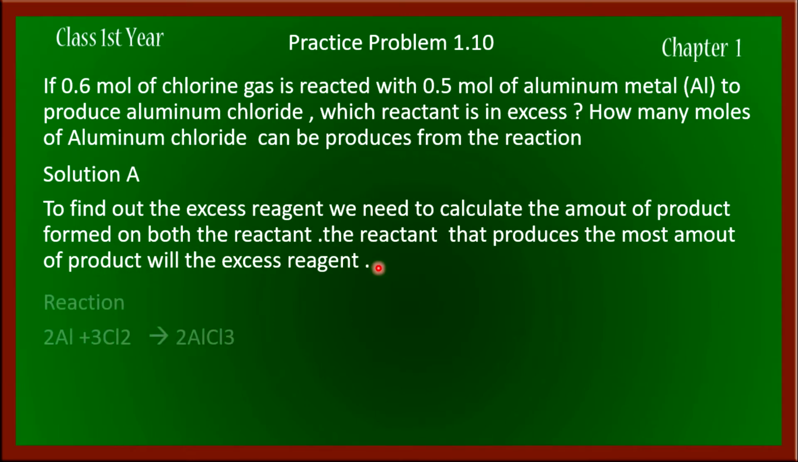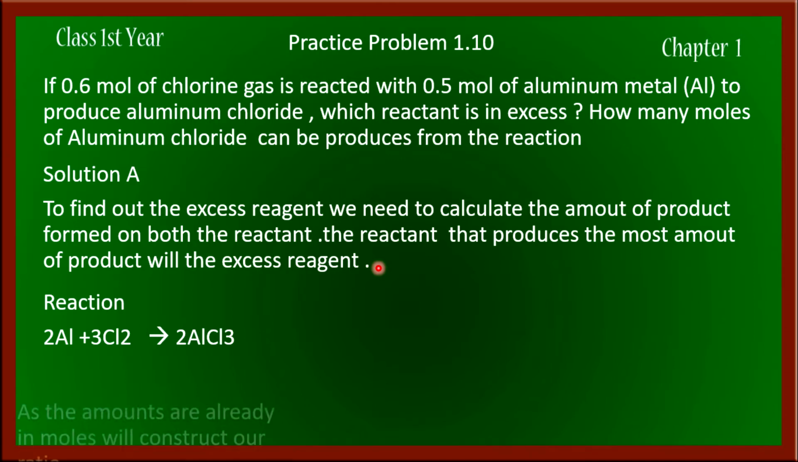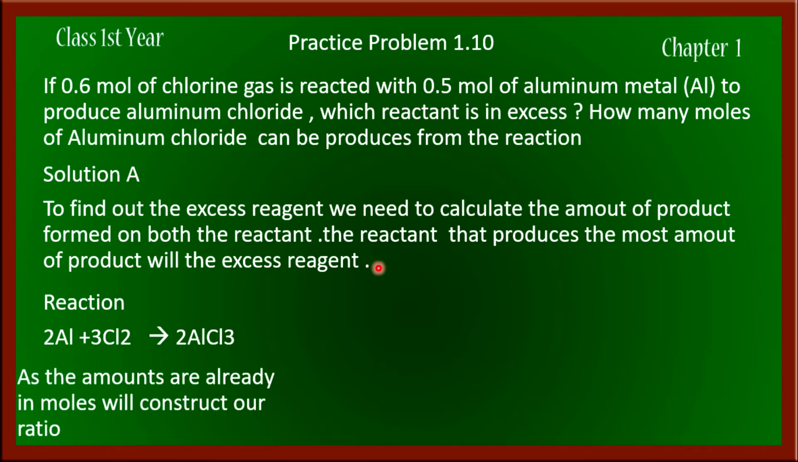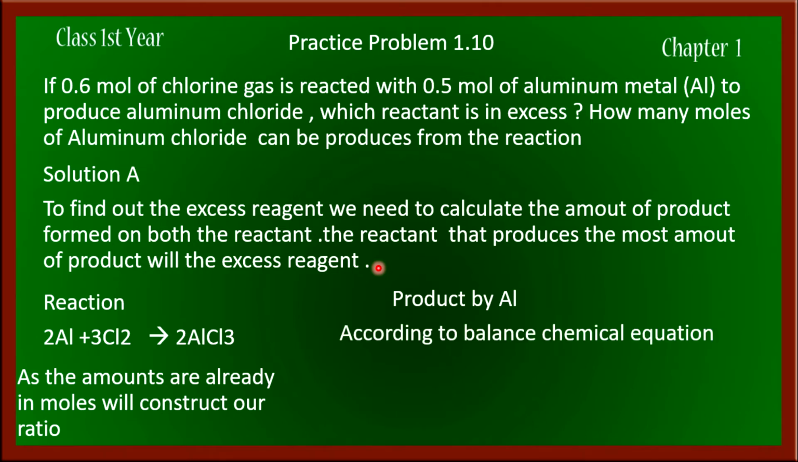So what we will do now, we will take the reaction and we will construct our conversion factor or ratio on the basis of that balanced chemical reaction. The amounts that are given to us are already in moles, therefore we don't need any conversion and we will directly construct our ratio. So product produced by aluminum, according to the balanced chemical equation, if you look at the equation, 2 moles of aluminum produce 2 moles of aluminum chloride.